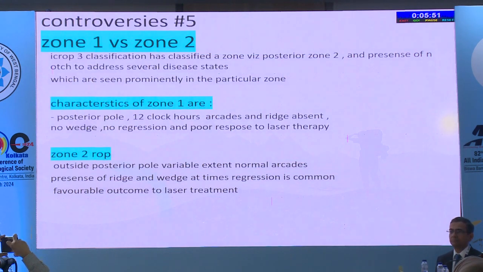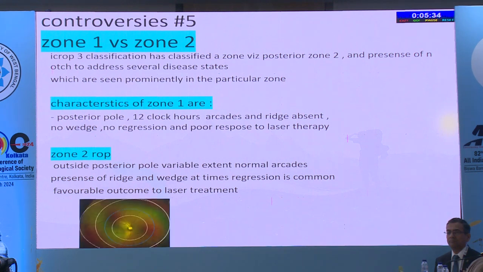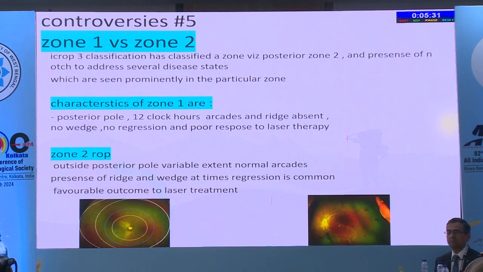The next controversy is whether it is zone 1 or zone 2. So there are certain characteristics. Now, ICROP3 has included a posterior zone 2 to address several disease states which are prominently in that particular zone. But still, you have certain areas where it may look like a zone 1 disease or a classic disease, but actually it is not. The deciding factors were whether there was a notch, whether it was coming into zone 2, transgressing into zone 1.